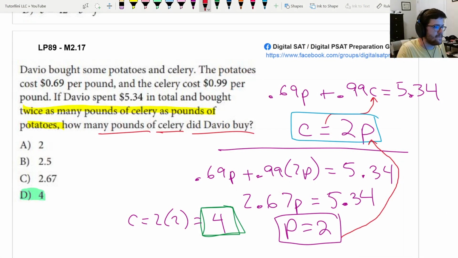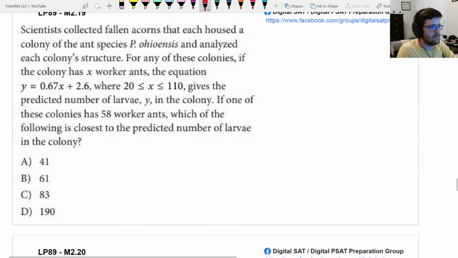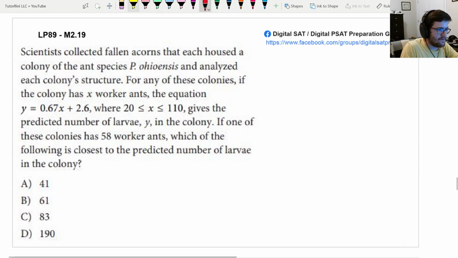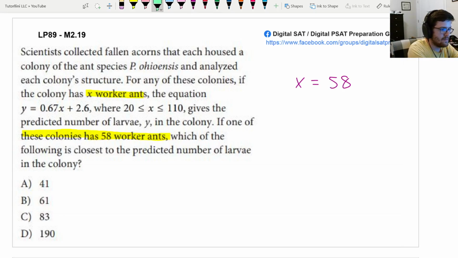Okay, let's come back over here. Okay, what the heck is this saying? If one of these colonies has 58 worker ants, and that is X. Good. All right, great. So it's basically just telling us X is 58, and it wants us to find the predicted number of larvae, which the question says is Y. Okay, so we're going to just put in 58 into this equation for X. That's it.